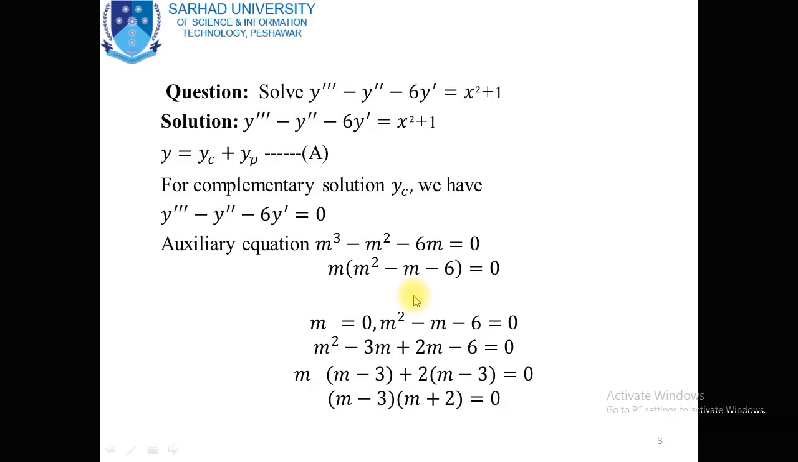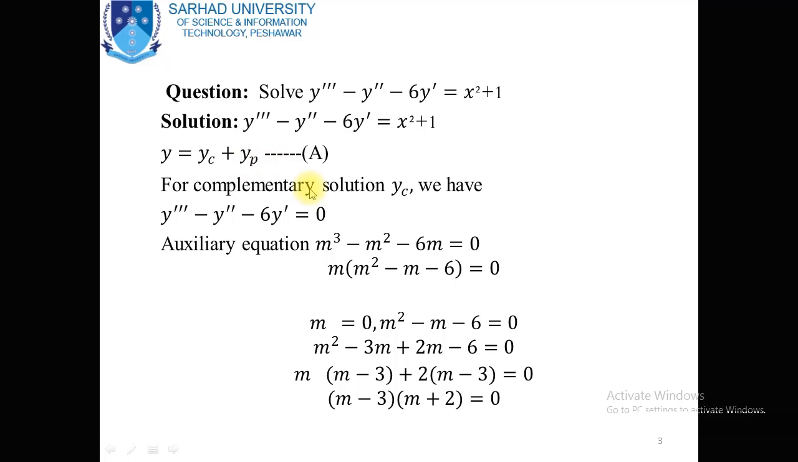You see over here an example. Suppose this is a third order linear differential equation: y triple dash minus y double dash minus 6y dash is equal to x square plus 1. So this is the polynomial, called the f of x function at the right hand side of the non-homogeneous differential equation. Now this is a non-homogeneous linear differential equation of order 3. So there will be two solutions: one is the complementary solution and the other is the particular solution.